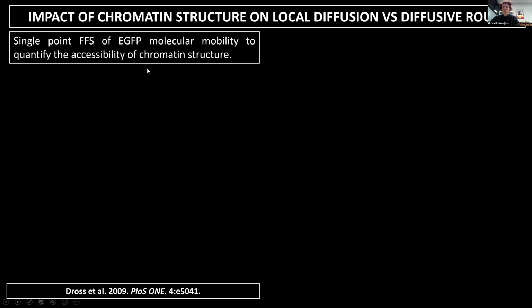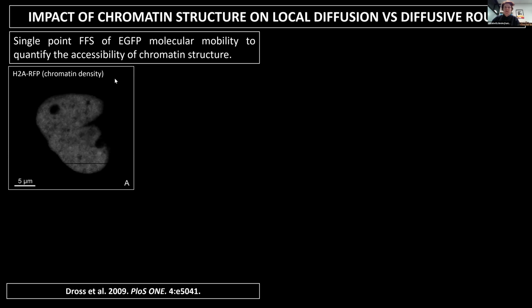So fluorescence correlation spectroscopy and application of it to EGFP, which is an inert fluorescent tracer, has been used extensively to indirectly quantify the accessibility of chromatin structure, because this will give us an indication of what, for example, a fluorescently tagged transcription factor or DNA repair factor would experience when they're diffusing throughout the nucleus.